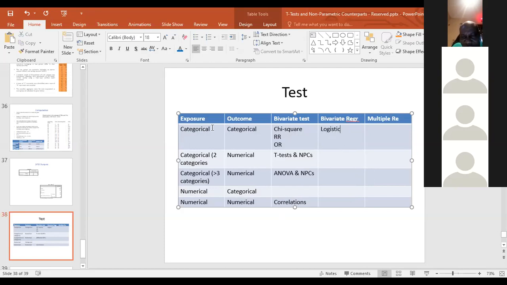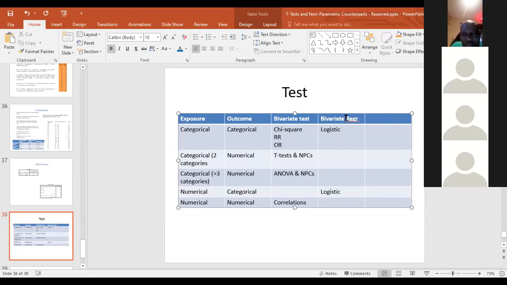This one is logistic regression. Whenever the outcome is categorical, it is logistic regression. I don't need to say multiple. Anywhere you see a categorical outcome, all I even need to say is just regression.